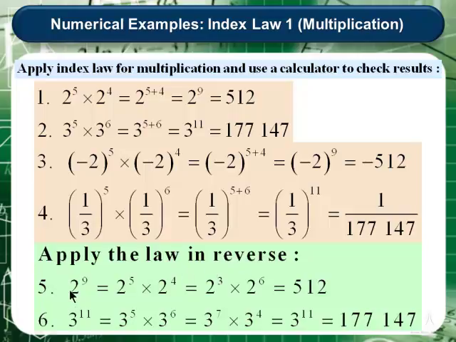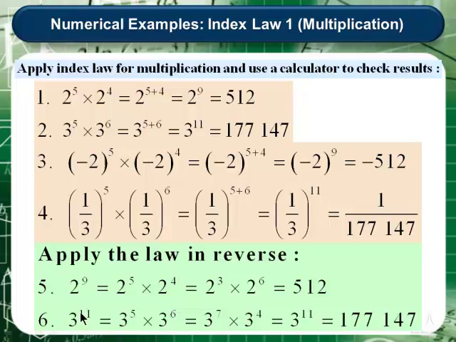So in other words, if I have 2 to the power 9, I can partition it into 2 to the power 5 multiplied by 2 to the power 4, because the bases are the same and you multiply, so you will again end up with 2 to the power 9. And here we can also split it up as 2 to the power 3 multiplied by 2 to the power 6. There are lots of other possibilities.